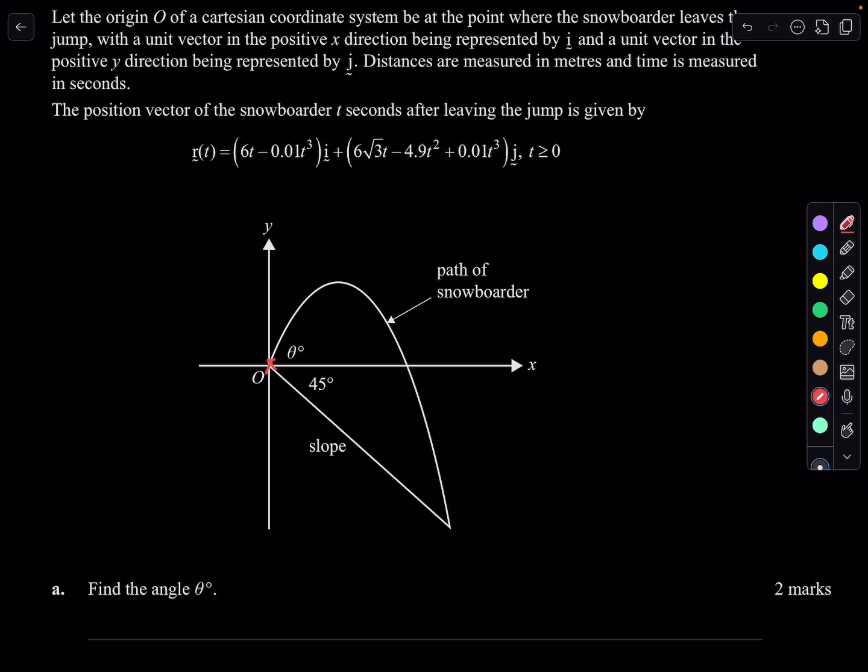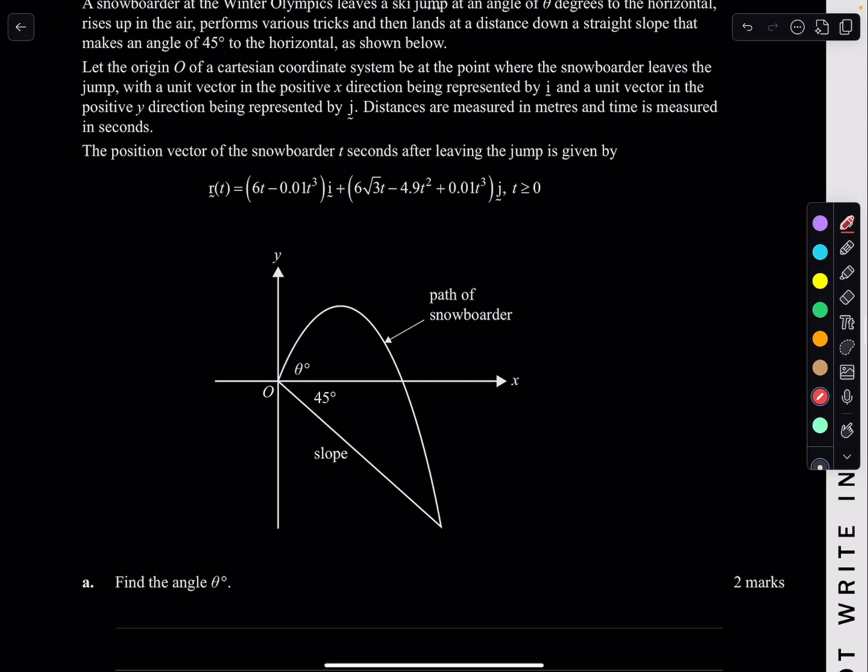If I sub in 1 second, he should be here. 2 seconds here. 3 seconds. So basically this gives you the position of him. So we want to find the angle theta.